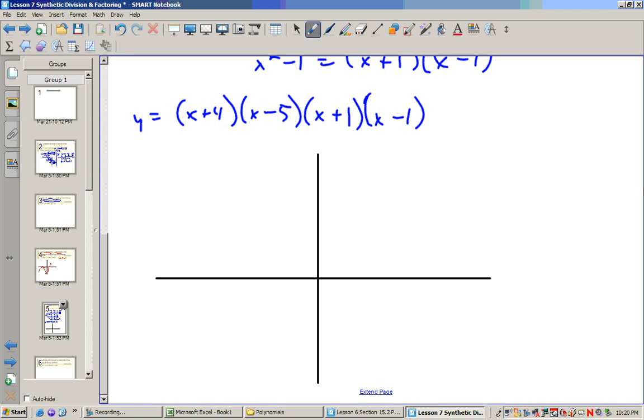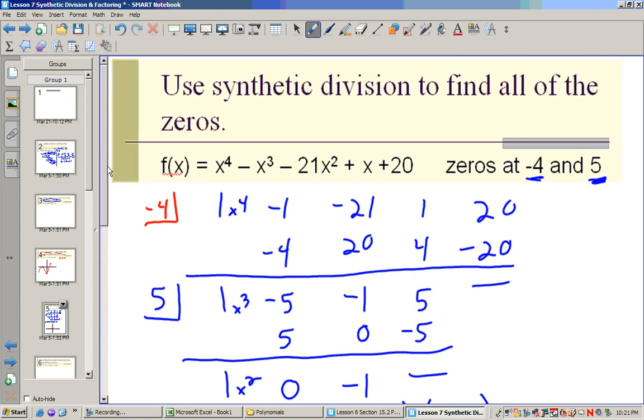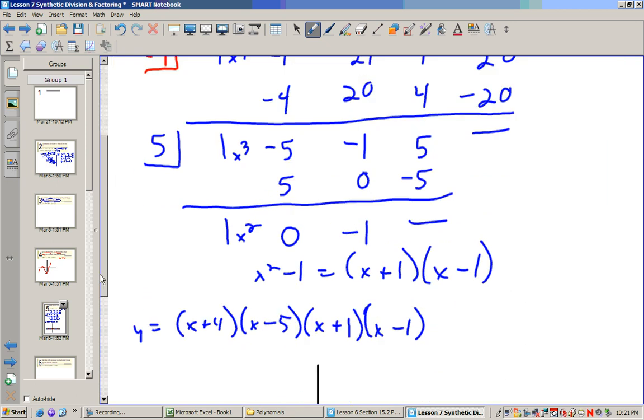It has zeros at -1 and +1. It has zeros at 5 and -4. And it says positive leading coefficient, and it is x to the fourth, and it crosses at 20.